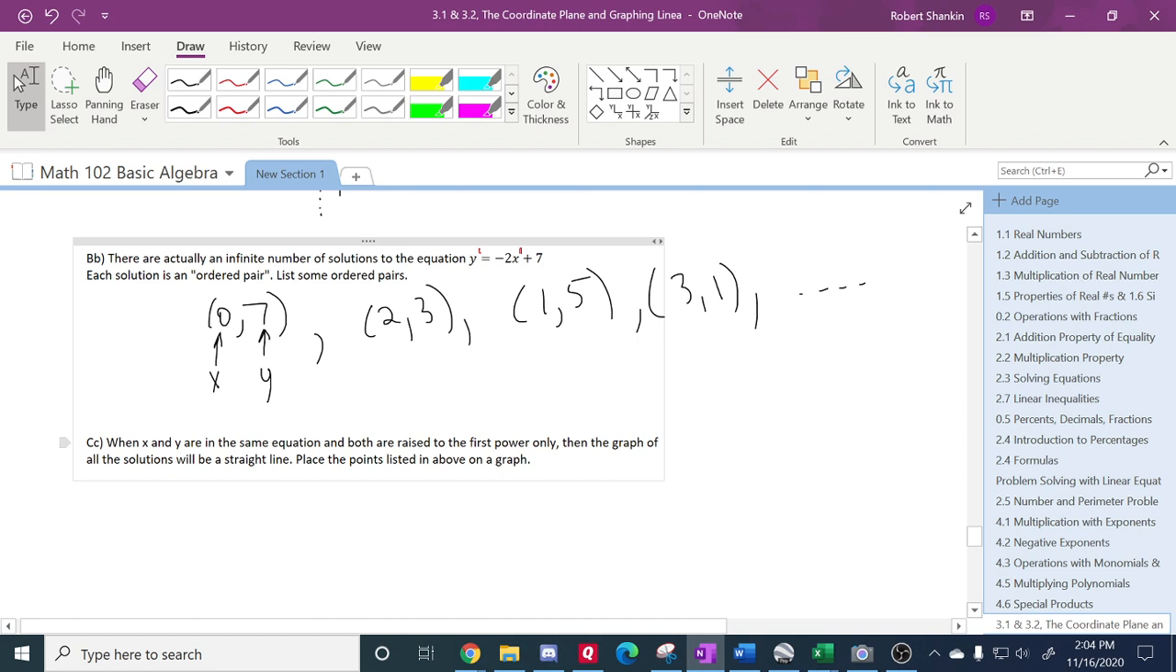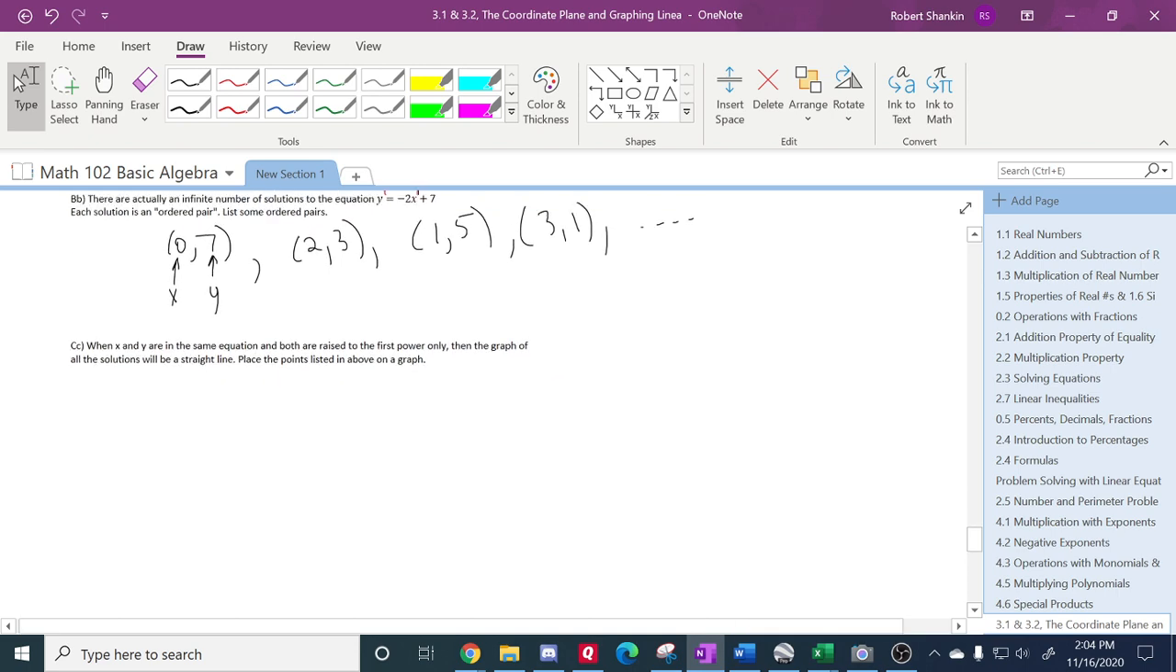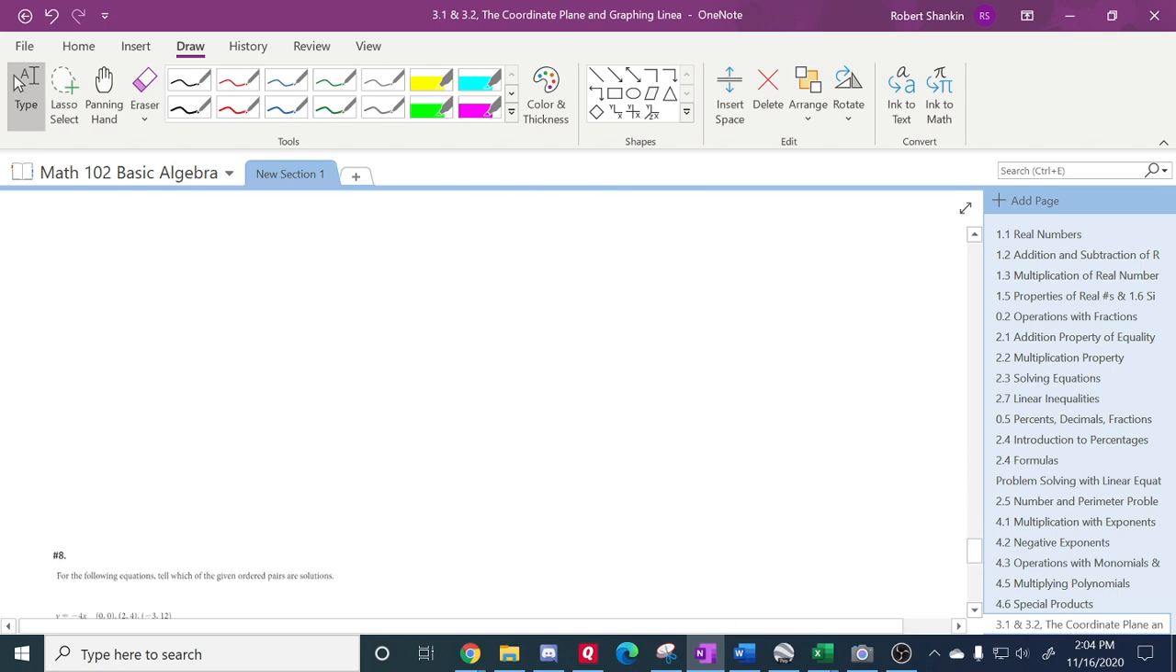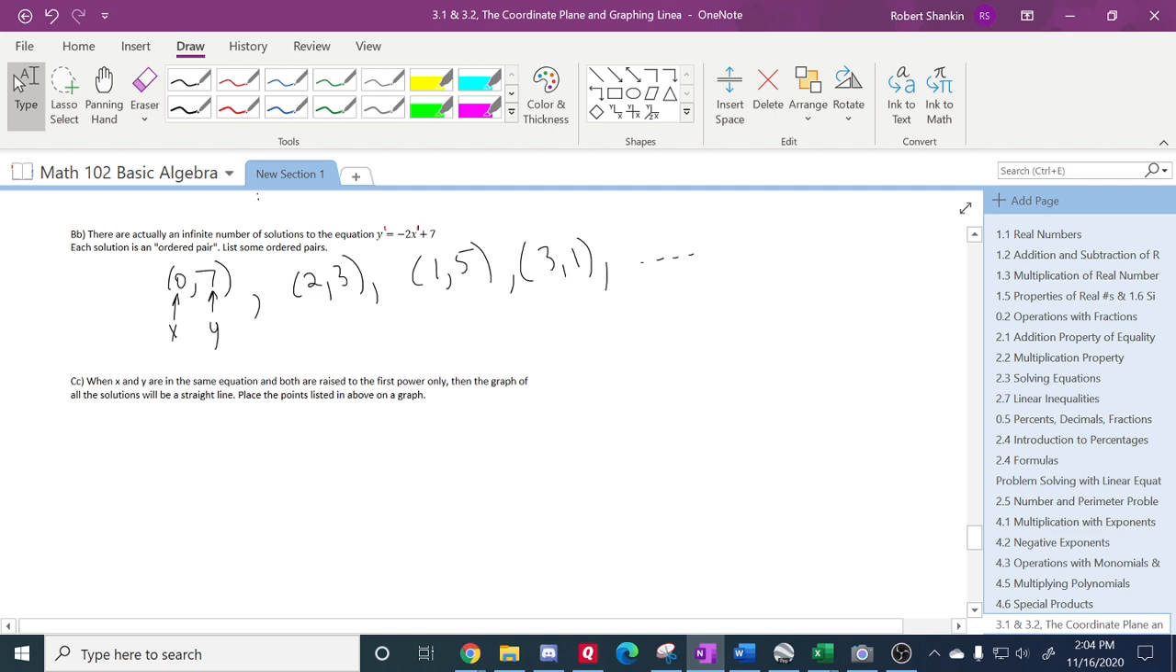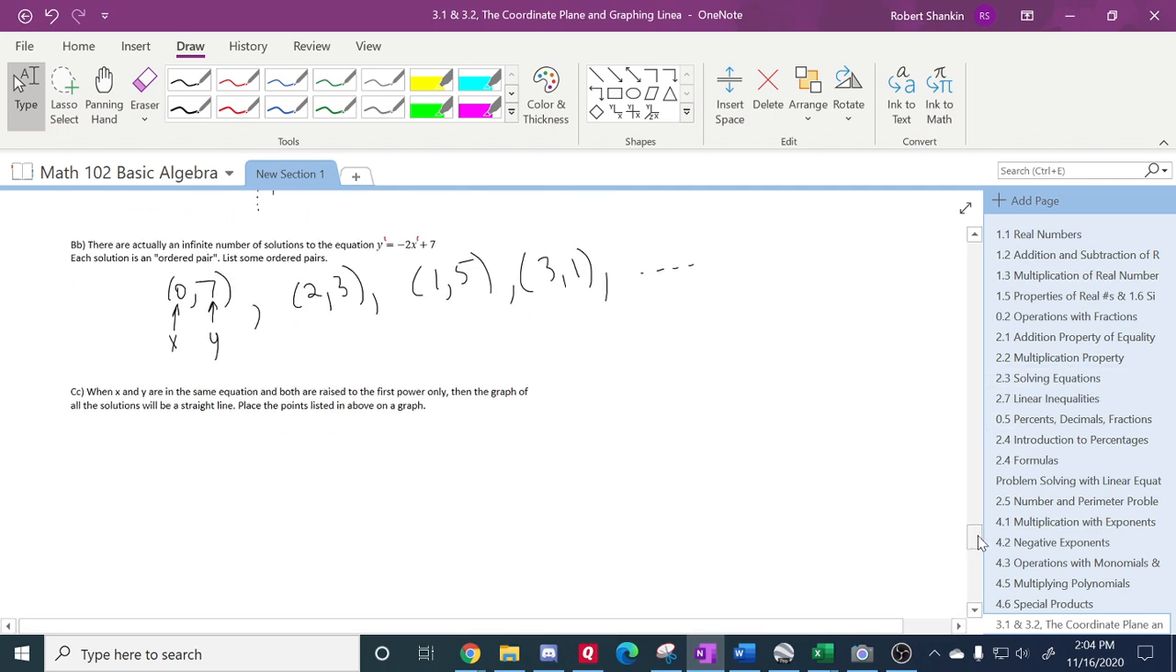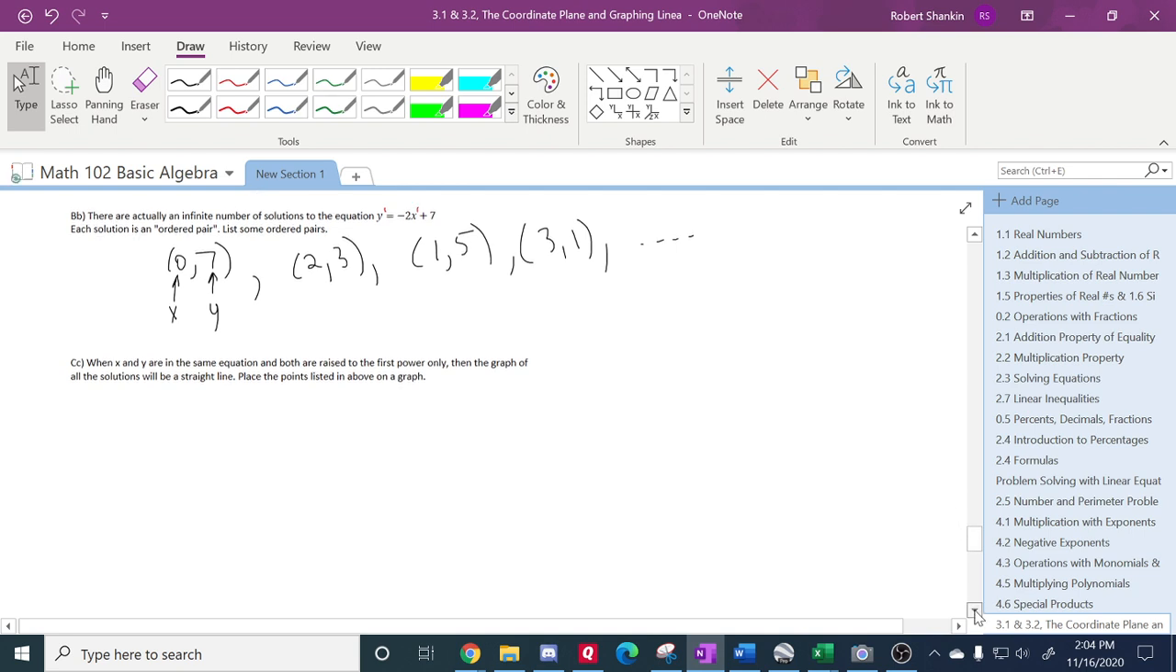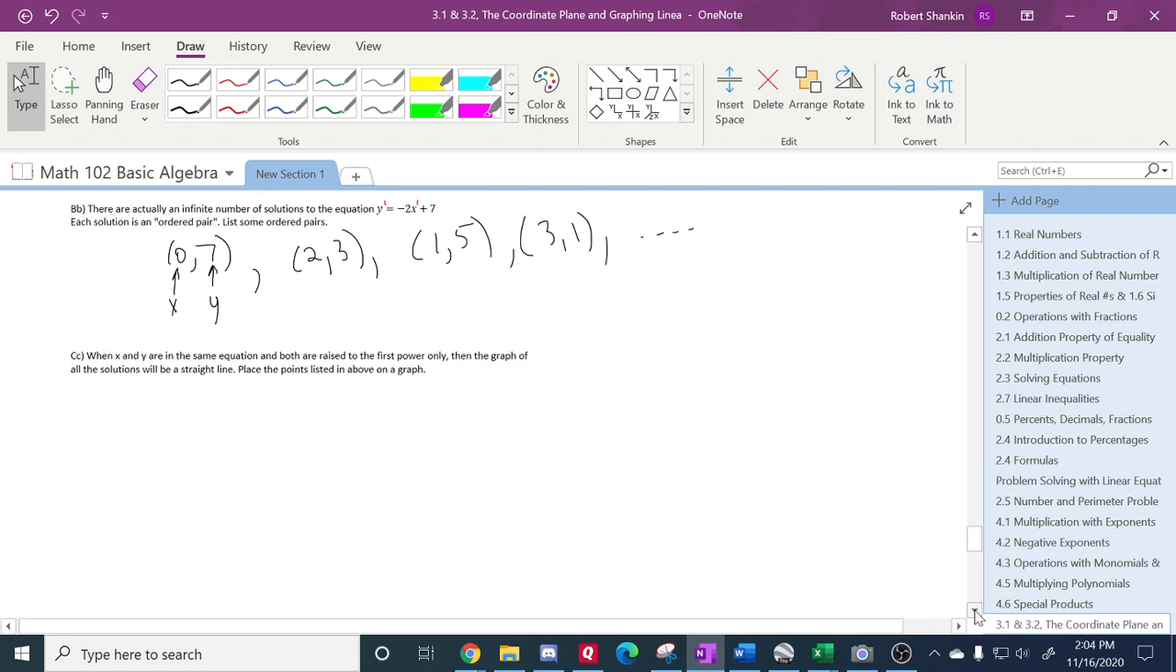So it asks you to place the above points on a graph. So let's do that. Let's place these points on a graph. And let me get this just right. There we go.